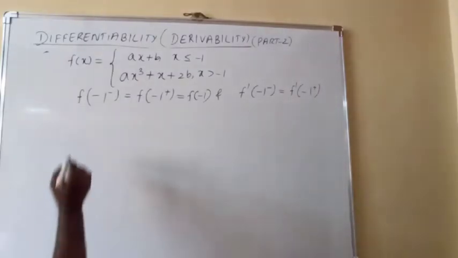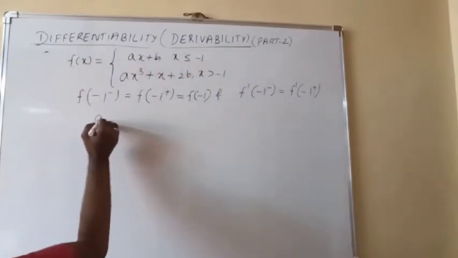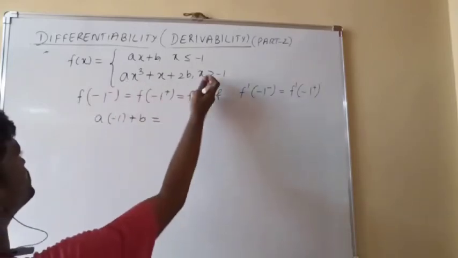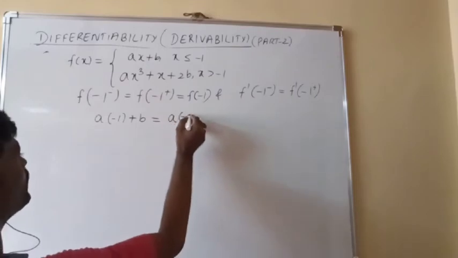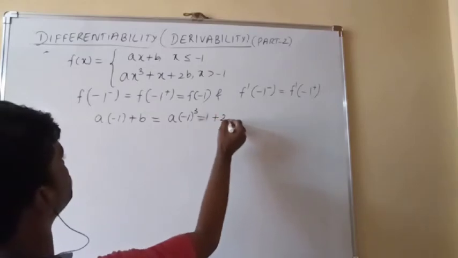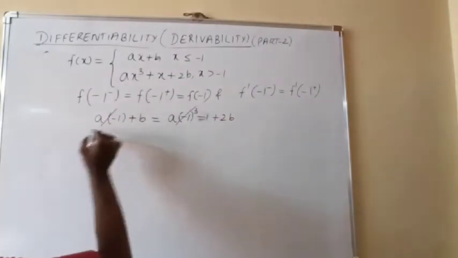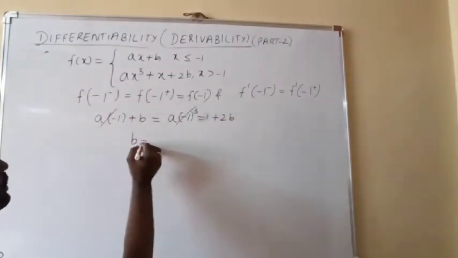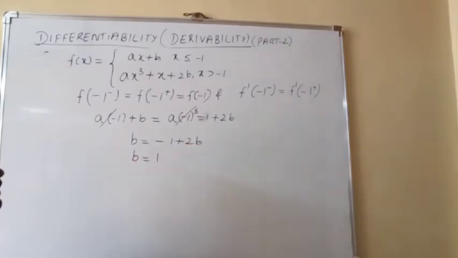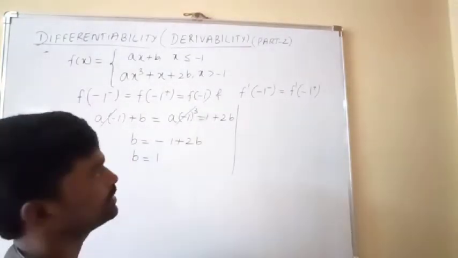So to find the left hand limit at minus 1, just put x is equal to minus 1 here. What you will get? a into minus 1 plus b. To get the right hand limit at minus 1, just put x is equal to minus 1 here. It is just a trick: a into minus 1 whole cube, plus minus 1, plus 2b. Minus 1 whole cube is minus 1 only, so on both sides this a gets cancelled. What you will get? b is equal to minus 1 plus 2b. On solving this equation, b value is 1.